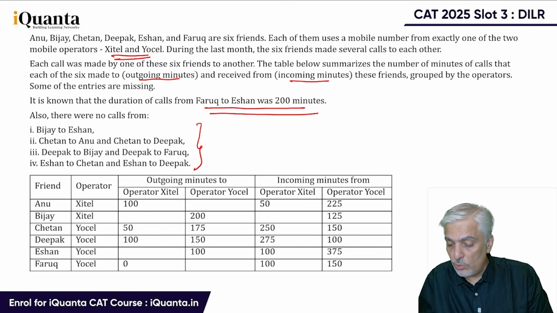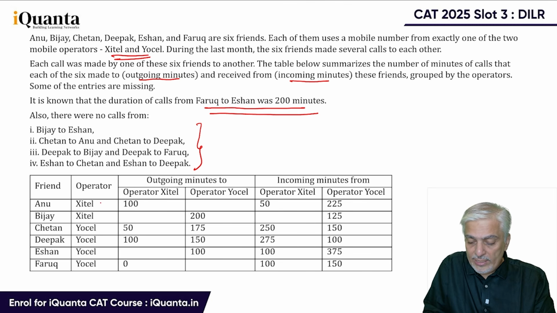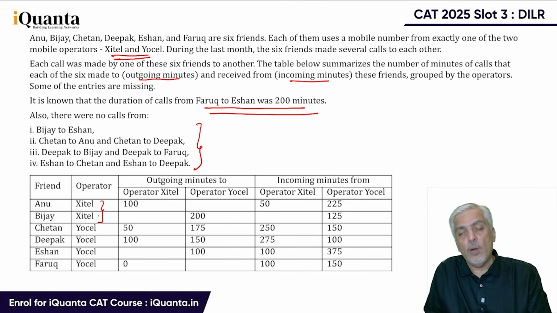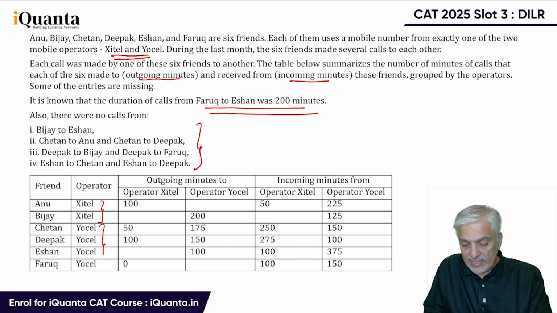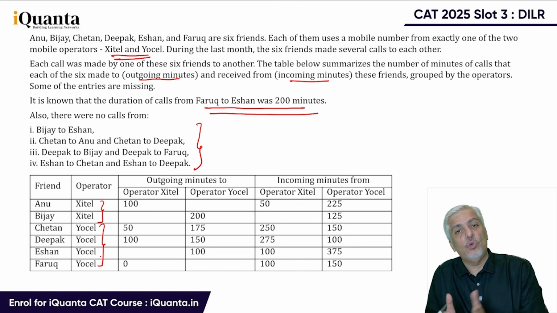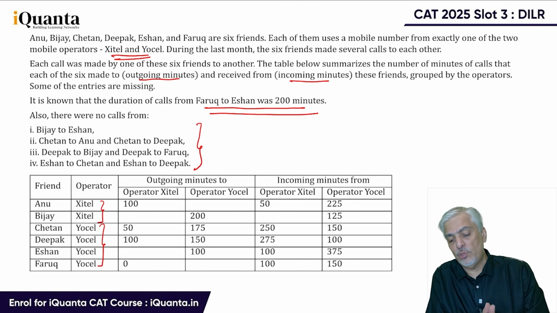I'm just going to read through whether I've missed any condition, because I remember a condition that they mentioned over here. Only 2 friends have an operator X and the remaining 4 friends have an operator Y. That means nobody has 2 phones. Everybody has only one mobile number. 2 of them are using operator X and the 4 of them are using operator Y. So be very careful with this much.